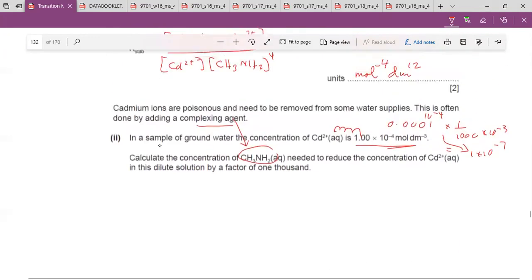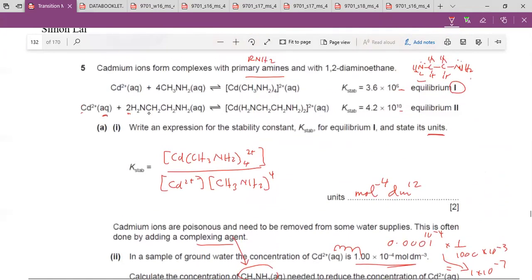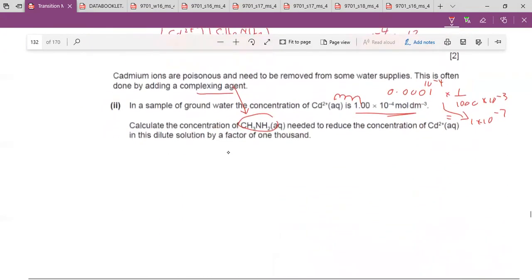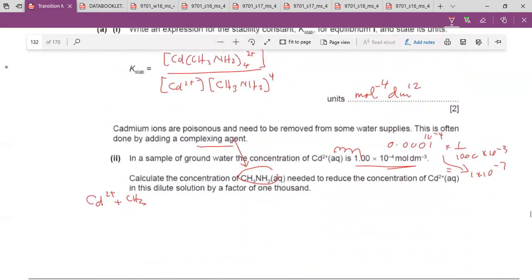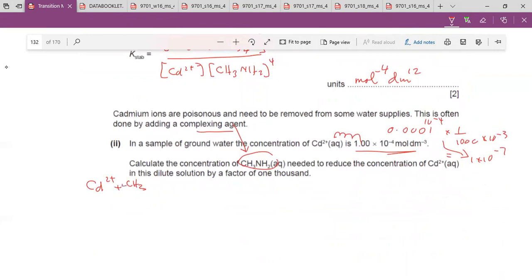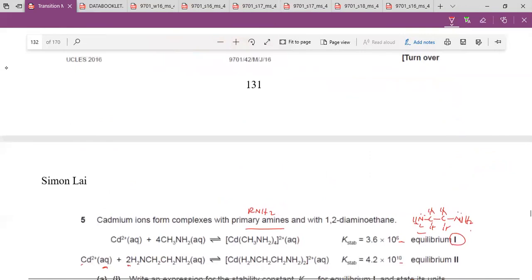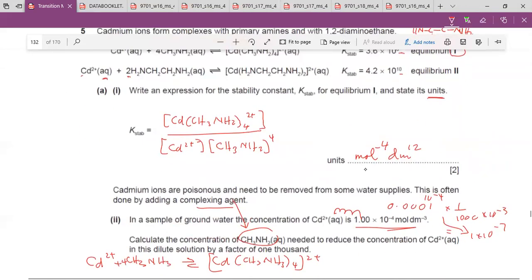So calculate here. Of course you start with this whole thing here. Now let me show you how this one goes. Okay, cadmium, we do slowly. Cadmium, Cd 2 plus, plus 4 NH3 goes to Cd(NH3)4, 2 plus. You need to know step by step because sometimes the numbers are quite tricky. Now, if you're not sure, go and check the equation again. The equation is given to you. Yep, the Kstab is right here.